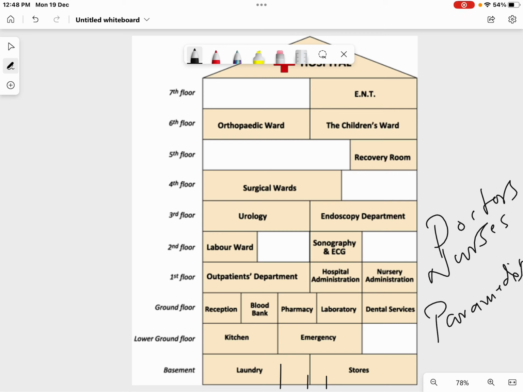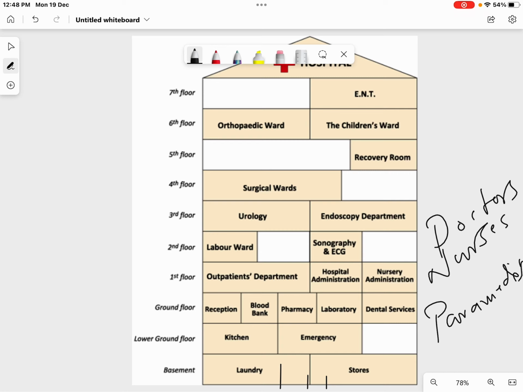And then we have the hospital administration. These are for the administrative people who are looking after the day-to-day affairs. They are not necessarily doctors, but definitely connected to healthcare. And maybe some of you who are watching this video are administrative staff in hospitals or other institutions related to healthcare.